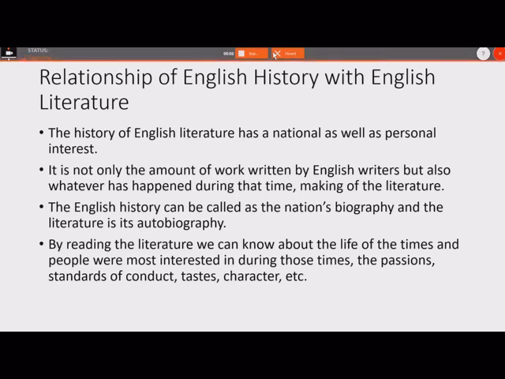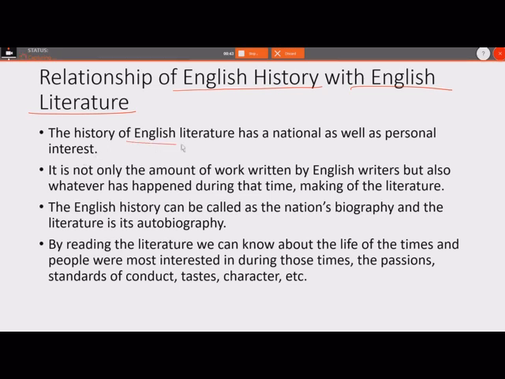Everyone. Today we'll cover the second part of our lecture about the history and origin of English literature, which is the relationship. In this lecture, we'll cover the relationship of English history with English literature. So, obviously, from the last lecture, we can conclude that there is an intricate relationship between English history, as in whatever happened in Britain or England at the time, and how it affected the literature and how people started writing English literature.